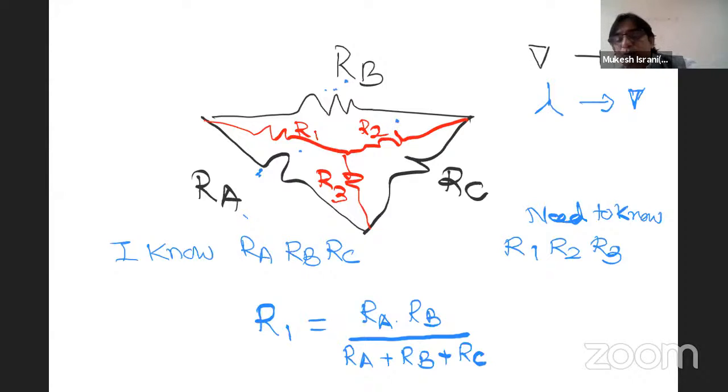What about R2? What will be the formula for R2? R2 will be RB into RC upon RA plus RB plus RC.